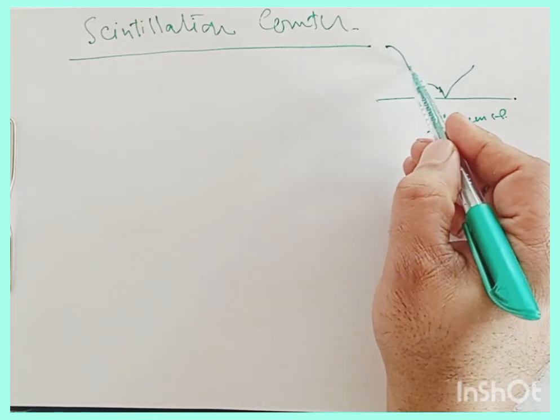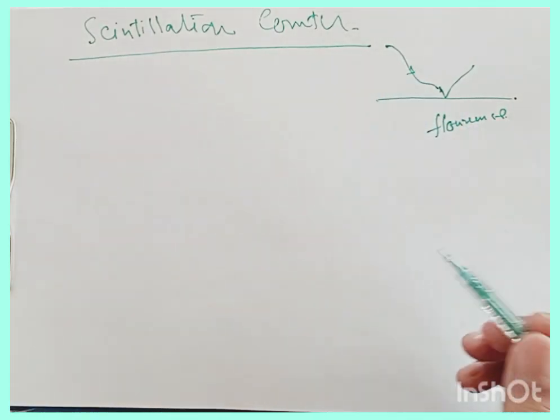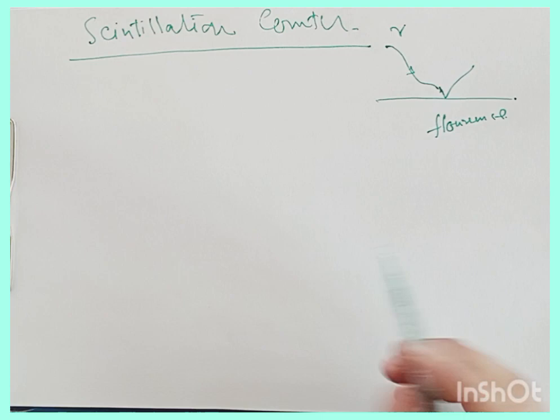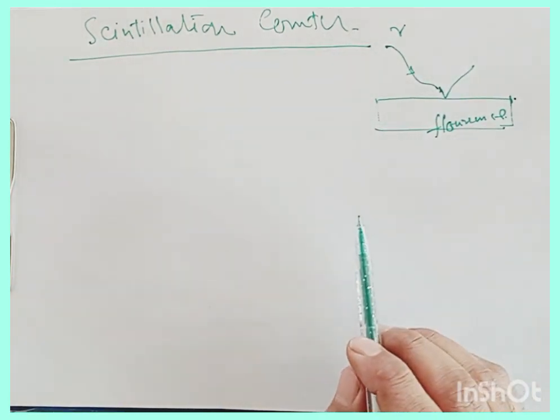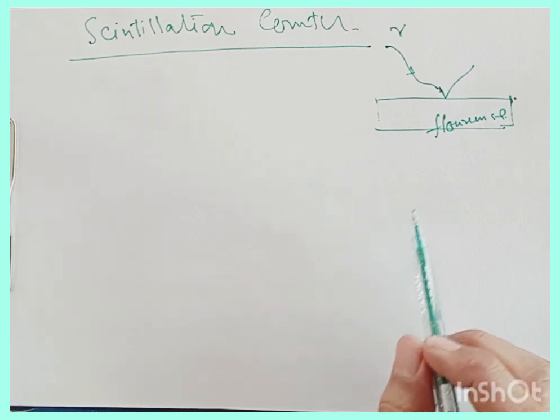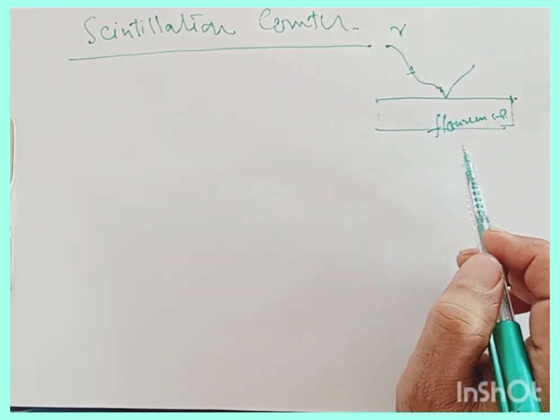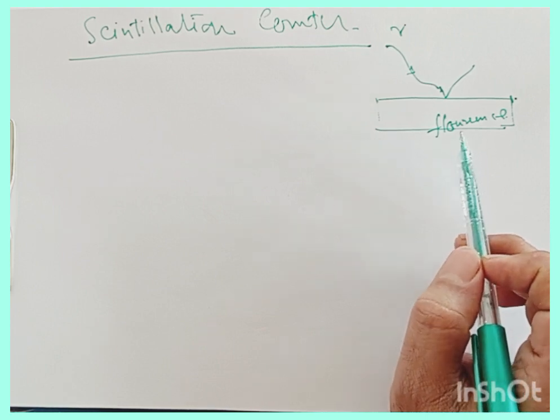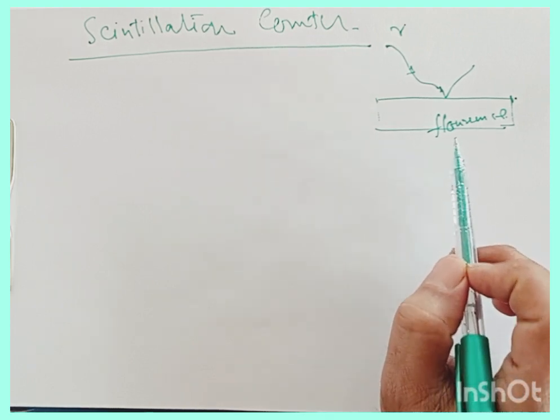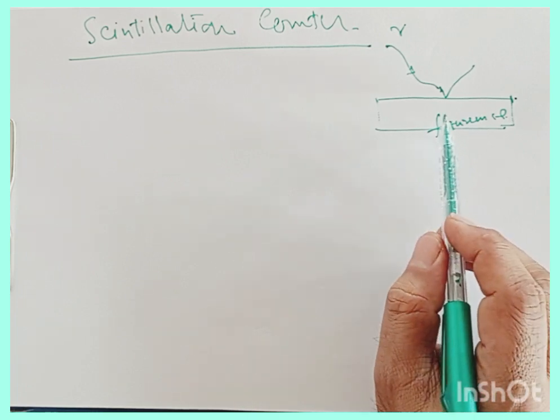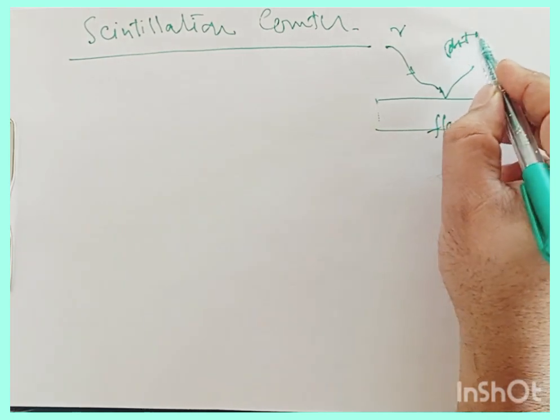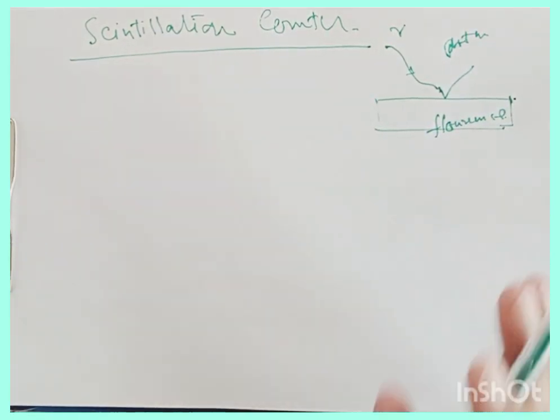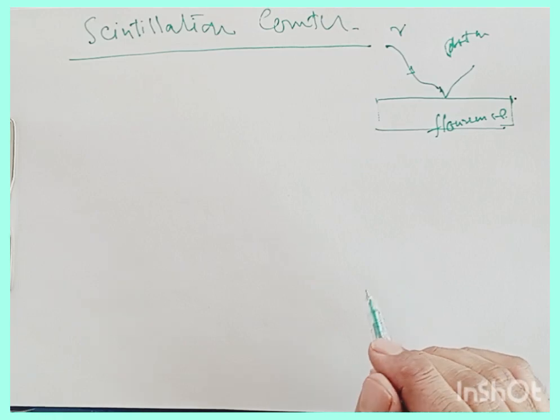The incident radiation, say for example gamma rays, excites the atoms of the fluorescent material on which they fall, and the atoms of this fluorescent material de-excite in a very short time, resulting in the emission of a photon in the visible or ultraviolet part of the electromagnetic spectrum.